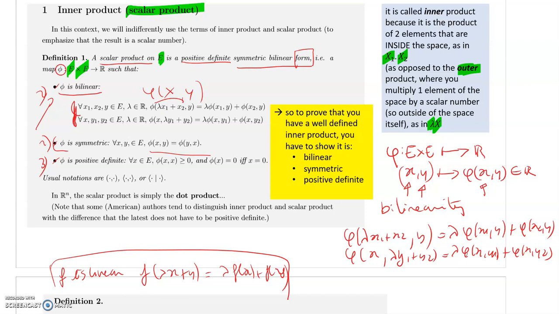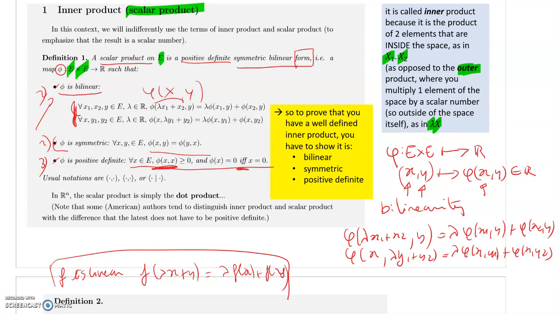product to be positive definite. That's a very simple definition. It means that if you take twice the same argument, phi of xx, it has to be greater or equal to 0, and it's equal to 0 if and only if x is equal to 0. So that is usually the hardest property to show.